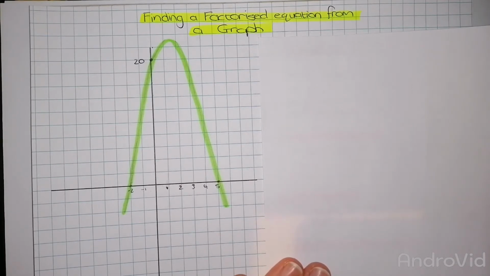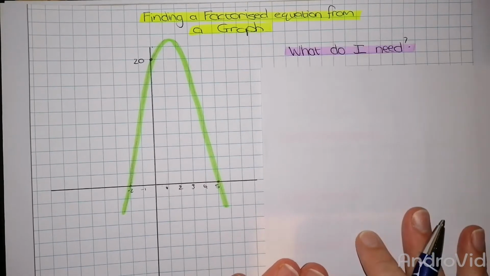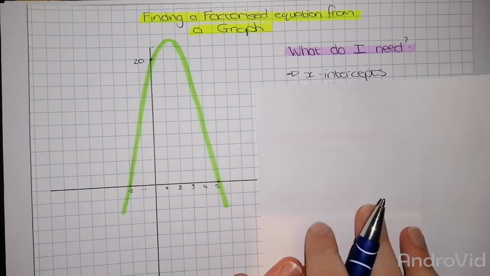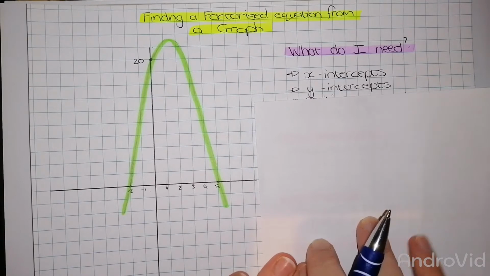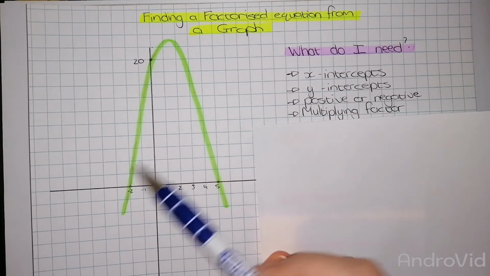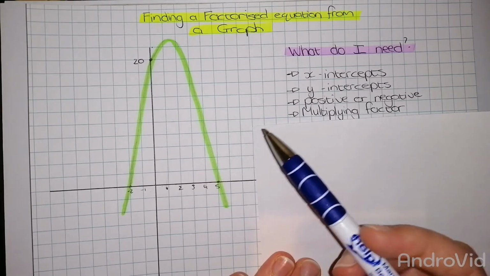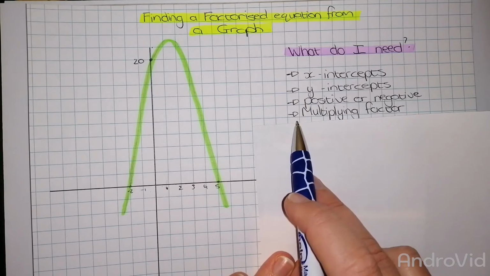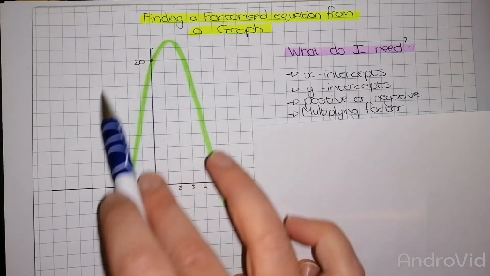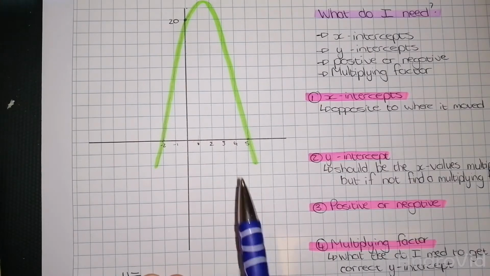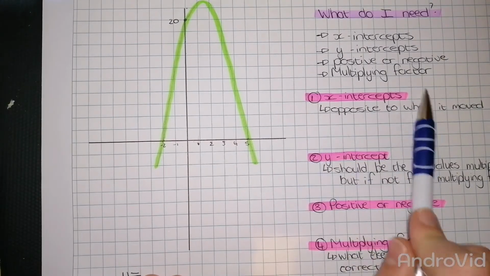So there's a few things we need to start off with. First of all, we need to write down the x-intercepts. Then we need to find the y-intercept. And then we need to identify if this graph is positive or negative. And then we need the multiplying factor. So there's four things we need to find to be able to write down the equation of this parabola in its factorized form. Right, so let's start with the first part, which is the x-intercepts.